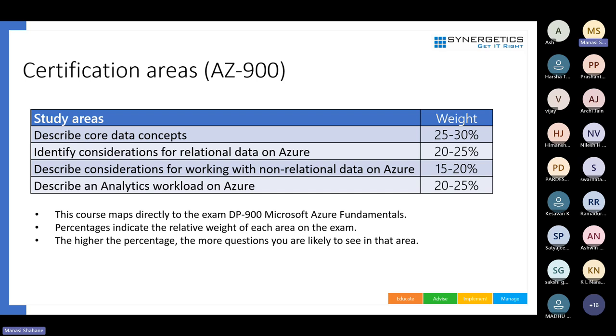Okay, so the first module has the highest weightage, that is 25 to 30%. Then you have the next module having 20 to 25%. That means this percentage basically, guys, indicates the number of questions that can come in the exam, and from which module how many questions can come. It is talking about that.